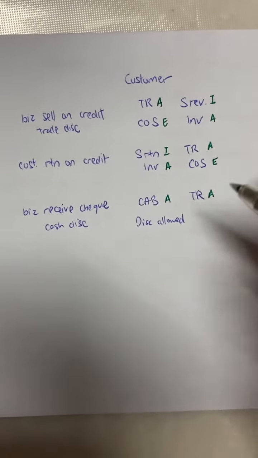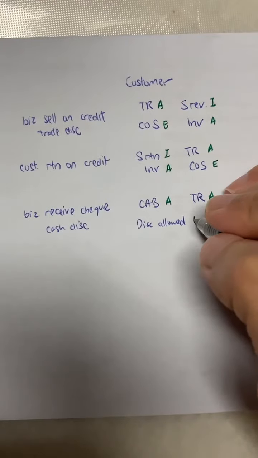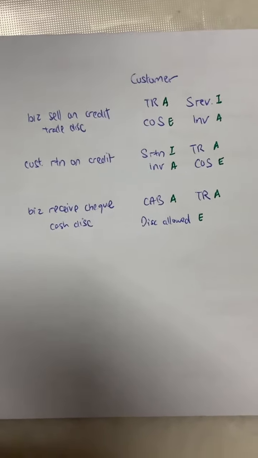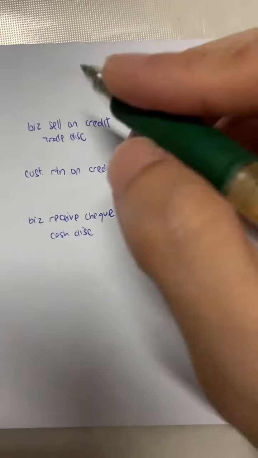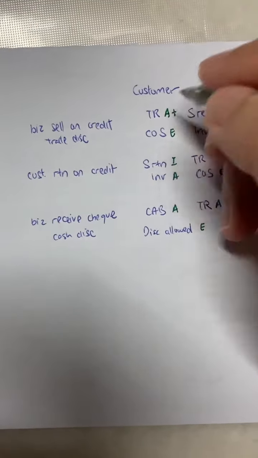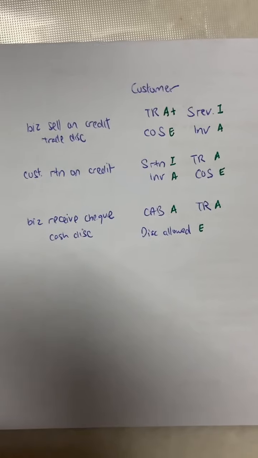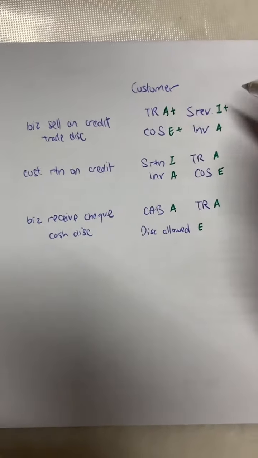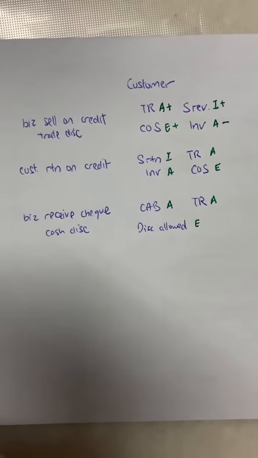Discount allowed is actually an expense because you give a discount, so you collect less money. It's as if you lose money. Then finally, in terms of the impact, when you sell, you're going to receive your money in the future. So your asset goes up, you make your sales, you have an expense, and your inventory has decreased.